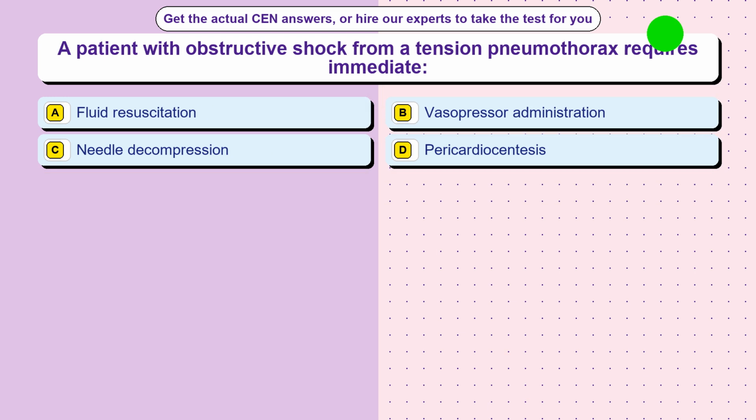Question 63. A patient with obstructive shock from a tension pneumothorax requires immediate Option A, fluid resuscitation. Option B, vasopressor administration. Option C, needle decompression. Option D, pericardiocentesis.